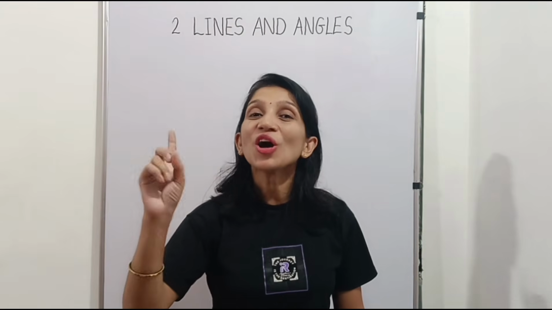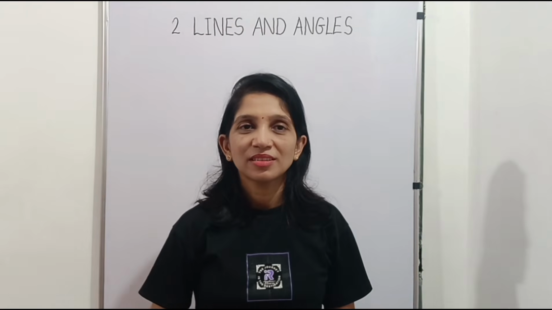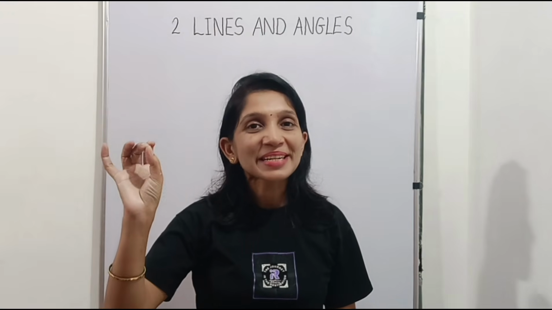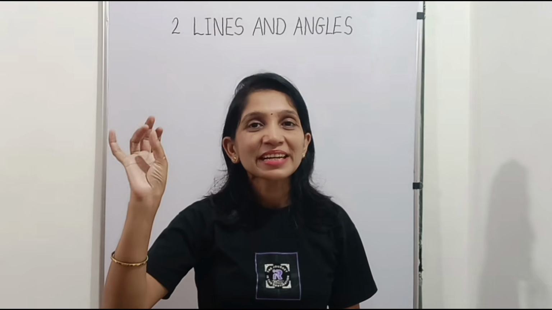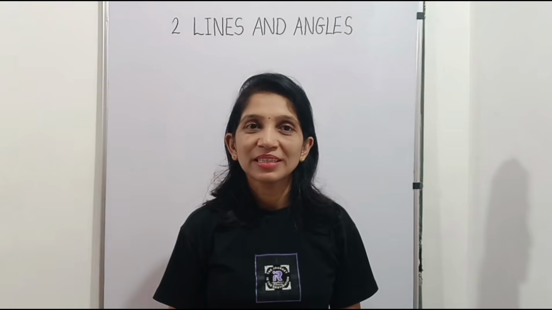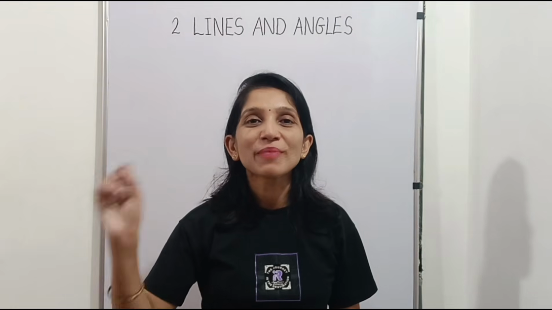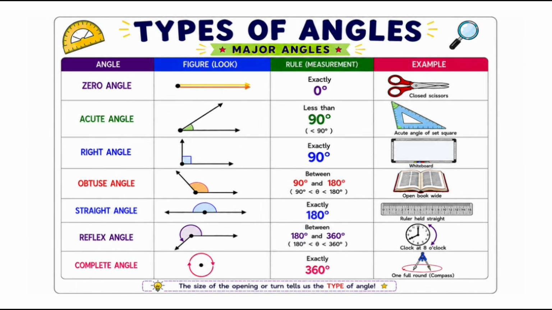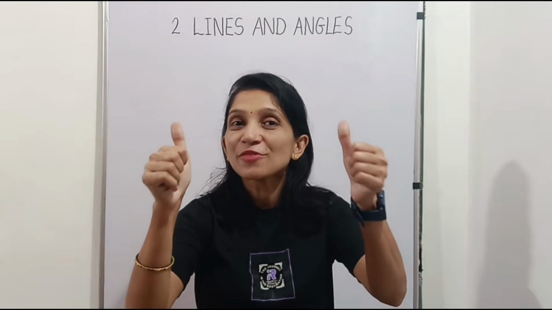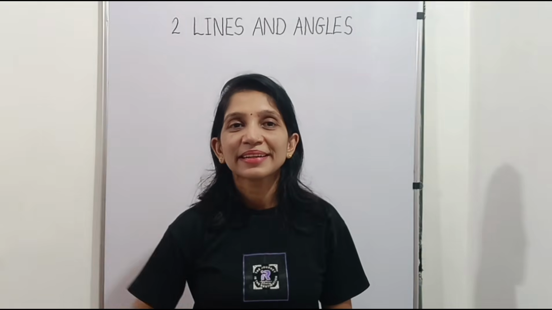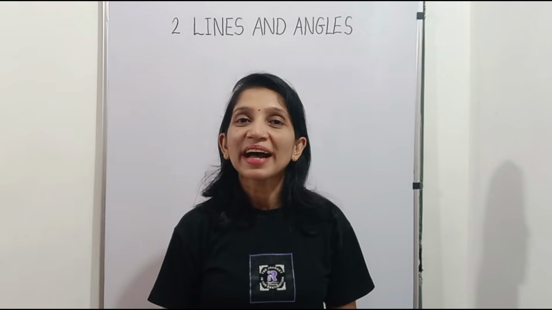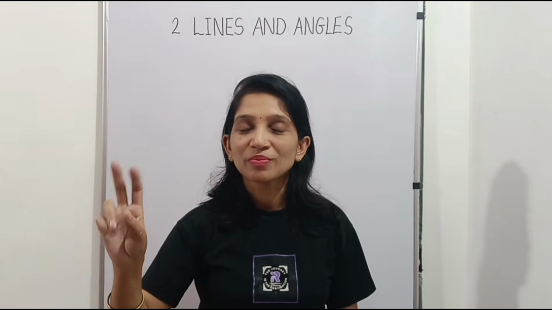We caught all 7 suspects: 0, acute, right, obtuse, straight, reflex, and complete. Take a screenshot of this magic tool for revision. Give yourself a big thumbs up. Next case, problem set 2.2 and exercise 2. Let's solve.